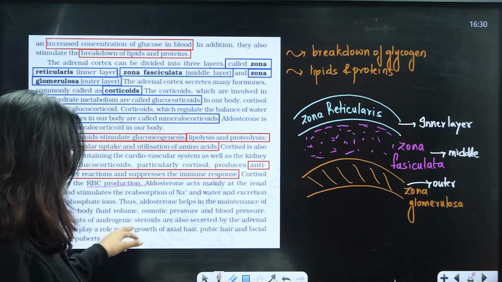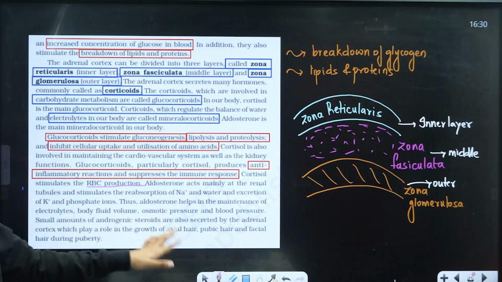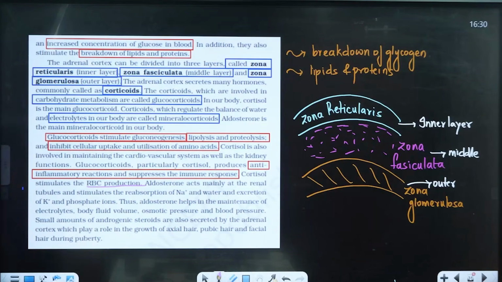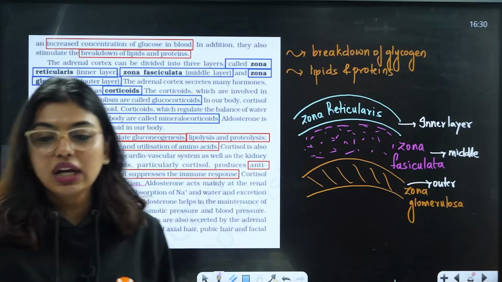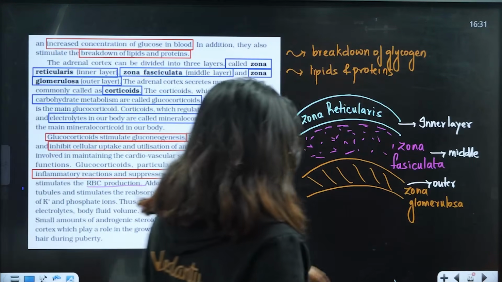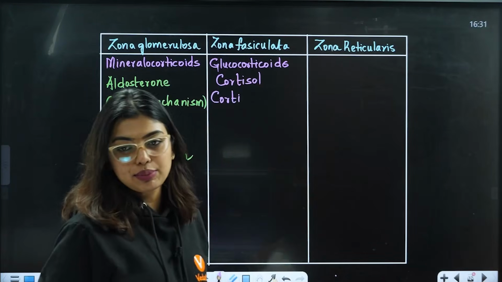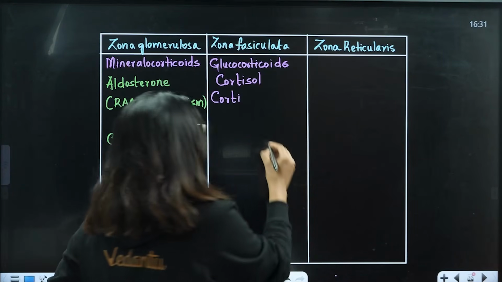Small amounts of androgenic steroids are also secreted by the adrenal cortex, which play an important role in axillary hair, pubic hair and facial hair during puberty. So this entire paragraph is very important for all of you. Make sure that you are revising it very well. In this chapter, multiple revisions alone are going to help you.